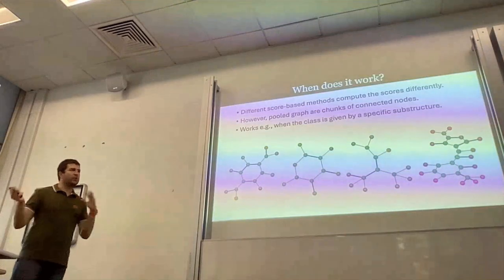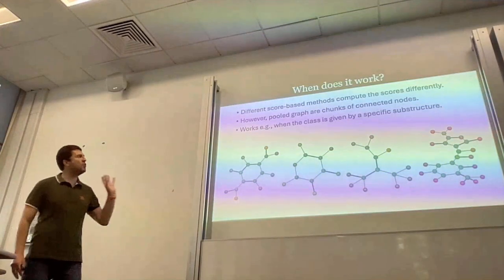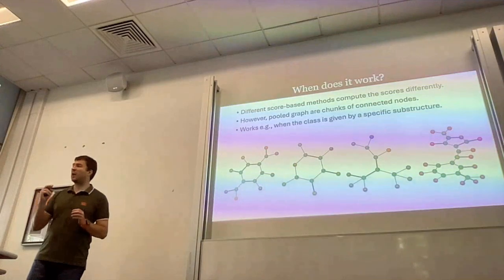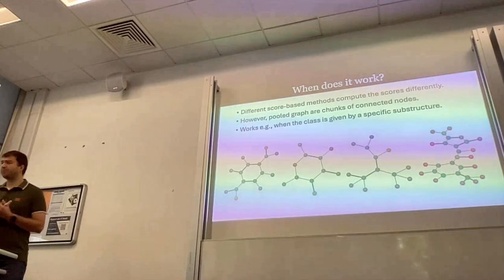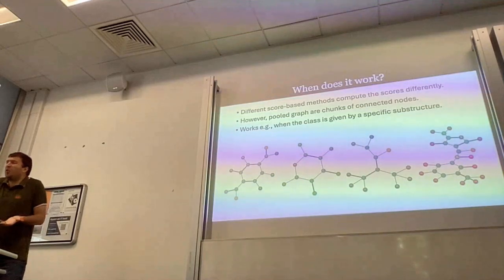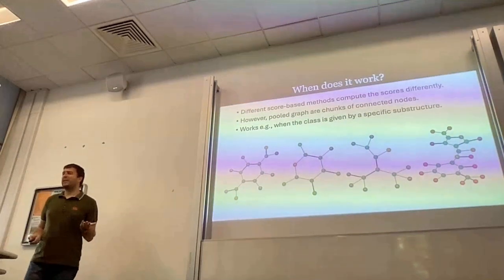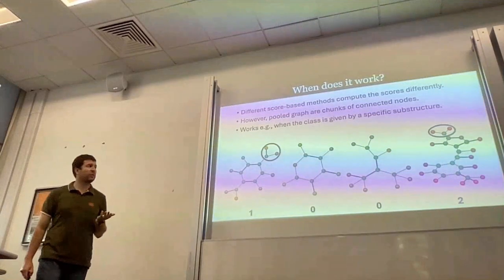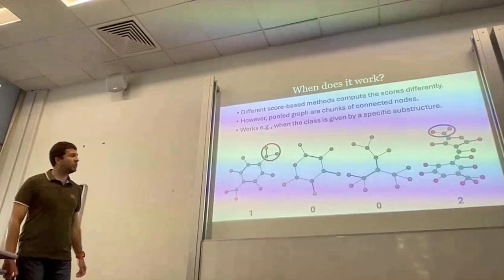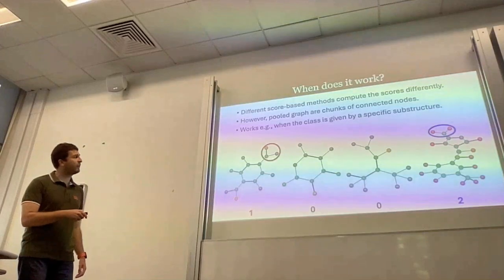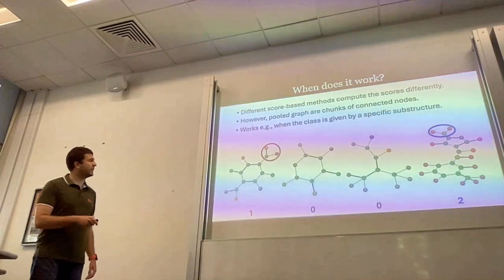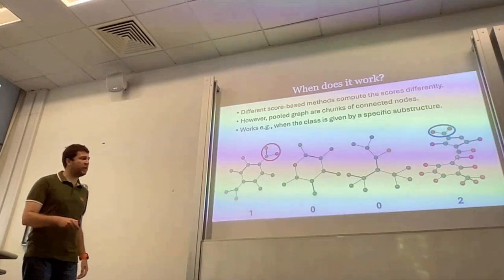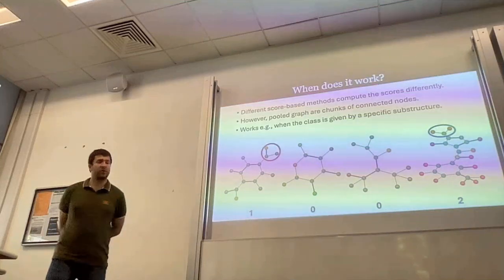However, no matter how you change things, often you end up having pooled graphs, which are just a chunk of the original structure. And when does it work? Well, for example, it works in cases where the class of the graph is given by the presence of a specific substructure. So, for example, if we look at a molecular graph, maybe when there is this kind of structure here, it means that this whole molecule is of class 1, and when there is this other structure here, it means that the molecule is of class 2.